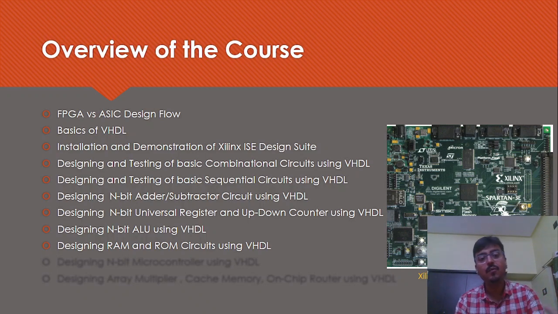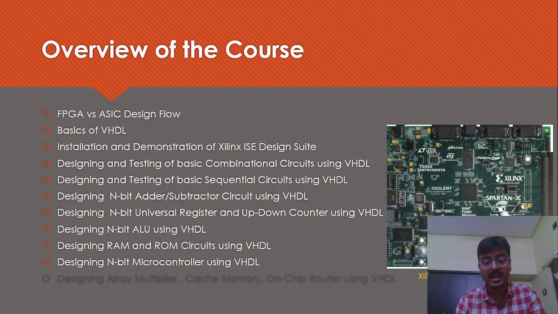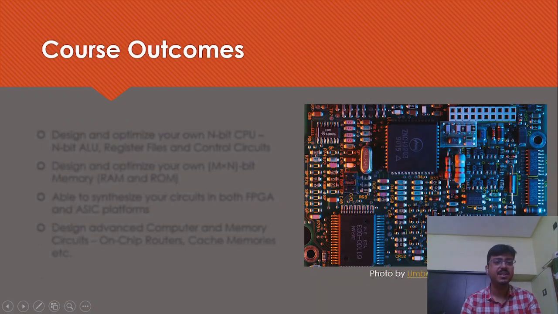Once you design the ALU, you'll go for RAM and ROM circuit design using VHDL in a separate video lecture. Then we'll discuss designing an n-bit microcontroller using VHDL. What is a microcontroller? A microcontroller consists of a CPU along with memory. In the CPU, we have the ALU, register files, and control circuits. So everything we have already designed. So just combine them and interface them. It becomes a microcontroller. How to design that, we'll discuss in that video lecture. And also, at the end of this course, we will discuss designing of some complex circuits like array multiplier and cache memory.